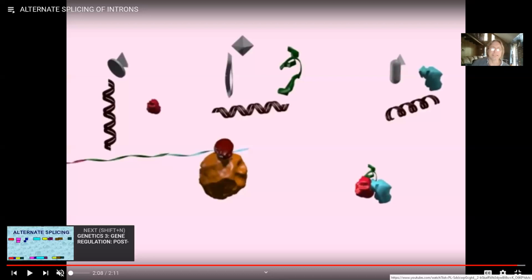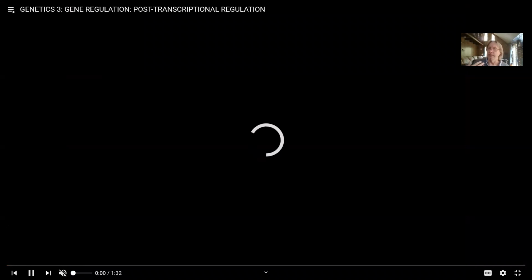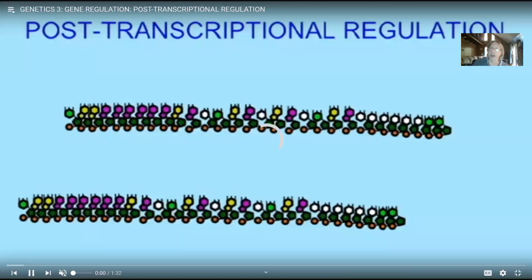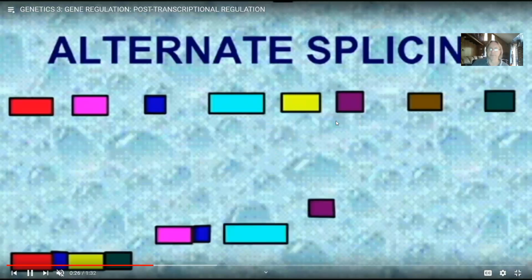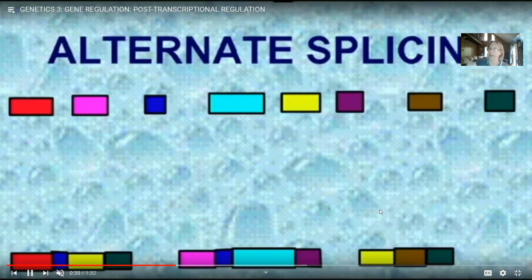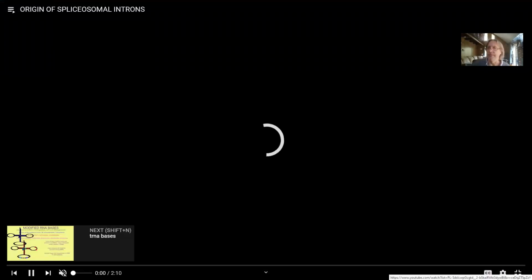And so this is one way of regulating a gene because the splicing of the introns can then be varied and produce different products. So once again, if these are all different exons, we could take different combinations of these. And even though it's one single gene, this could then give different protein products.